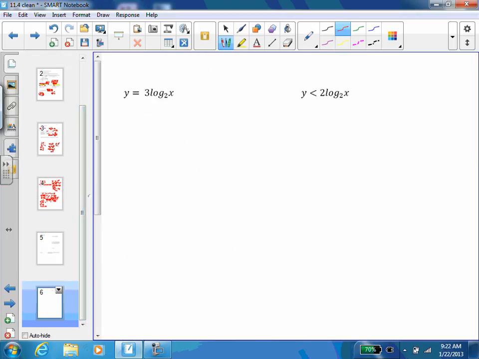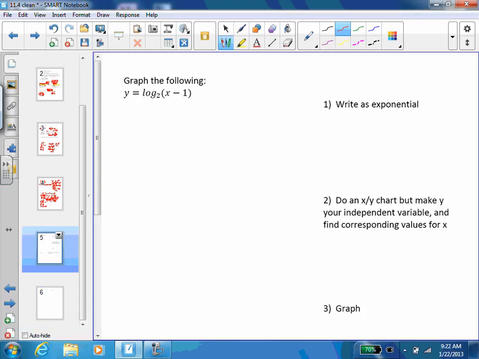How many sections do we have here? Okay, now we're going to graph. This is why we're taking 2 days on this. There's a lot of information here. Okay, do not graph it in logarithmic form. It's easiest to change it to an exponential.